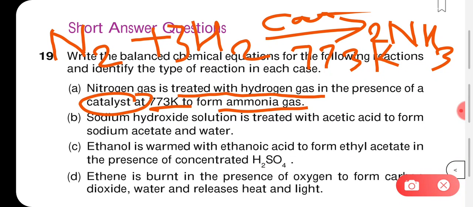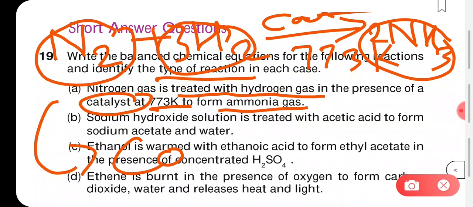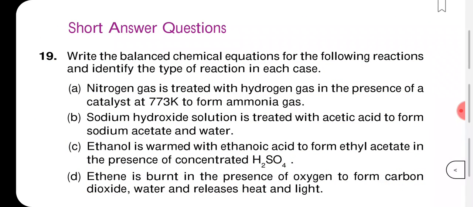Okay, now the next part of the question is you have to find the type of reaction. So as you see here that nitrogen and hydrogen, they both are combining together and giving one product, that is NH3, right? So it is what type of reaction? It's a combination reaction. So type of reaction is combination reaction. Okay, both the reactants are combining together to give you a product, that is ammonia. Fine. Now moving on to the next question.